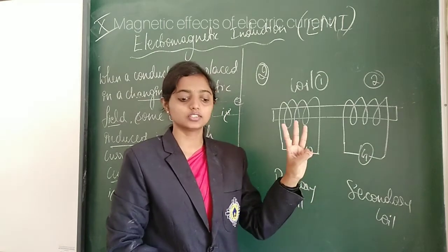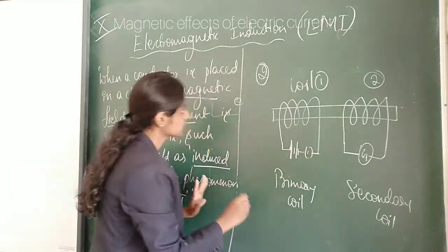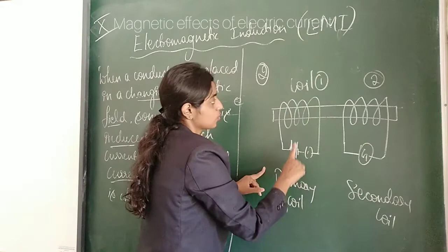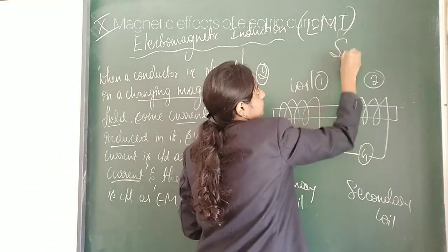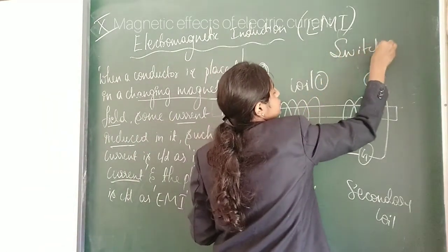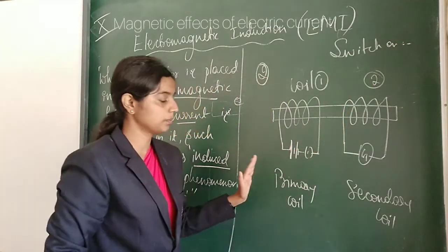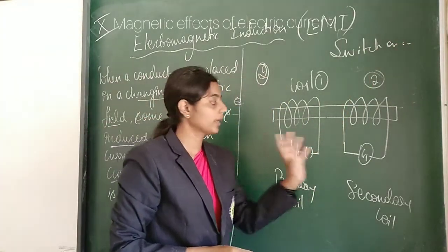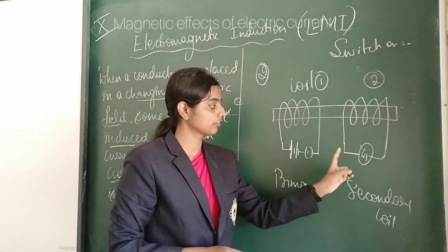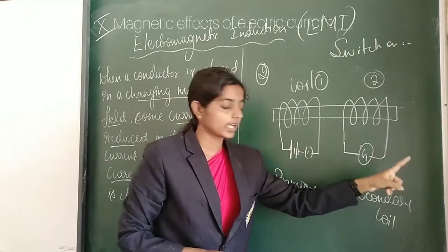So here we need to learn 3 parts. Let me write here. When we switch on the coil 1 setup, what happens? A momentary deflection, that means the deflection will go and again it will come back.